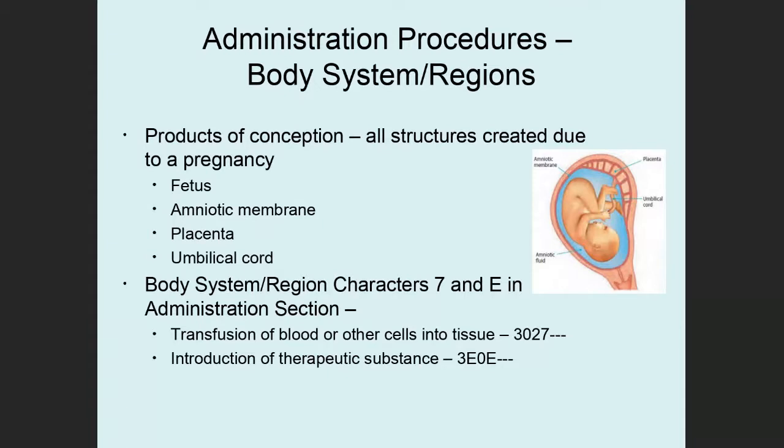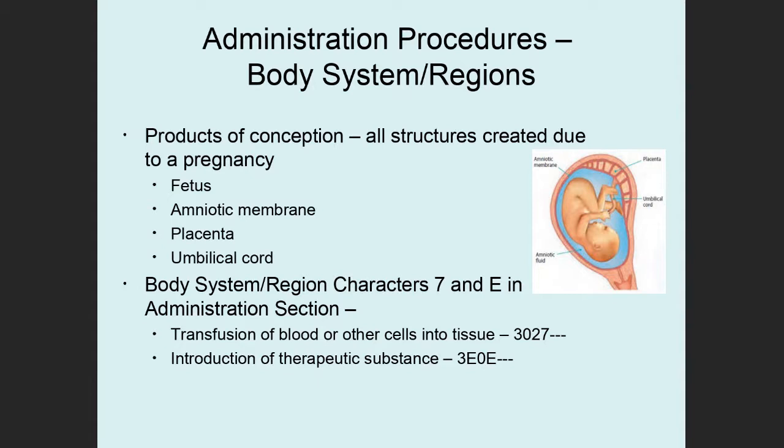There are two body system region values which may need some more explanation. These are products of conception, used with route operations transfusion and introduction. Now you remember from the surgical section, from the section on pregnancy, that products of conception refer to all structures created due to a pregnancy. In other words, the woman didn't have these structures before she was pregnant. So these include fetus, amniotic fluid, amniotic membrane, placenta, umbilical cord. These were formed because of the pregnancy.